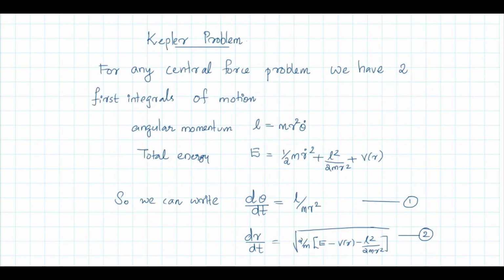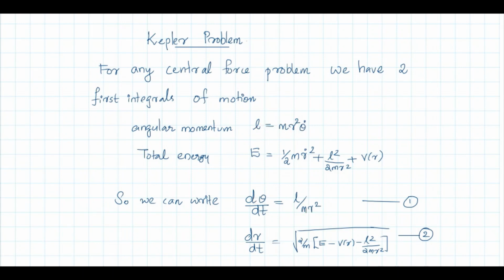Now, we will discuss the Kepler problem. We already know that for any central force problem, we have two first integrals of motion. The first one is angular momentum L, which is given by m r square theta dot. The second one is total energy E, which is given by half m r dot square plus L square by 2 m r square plus V of r.